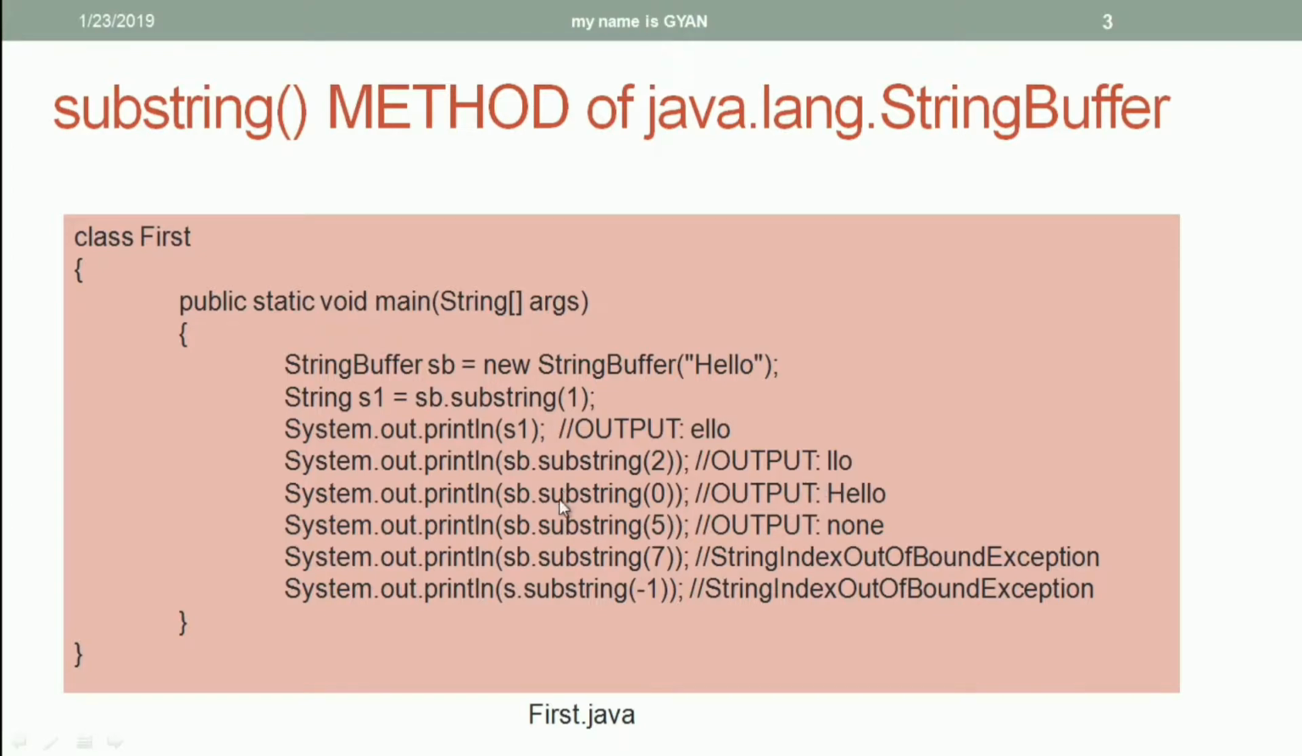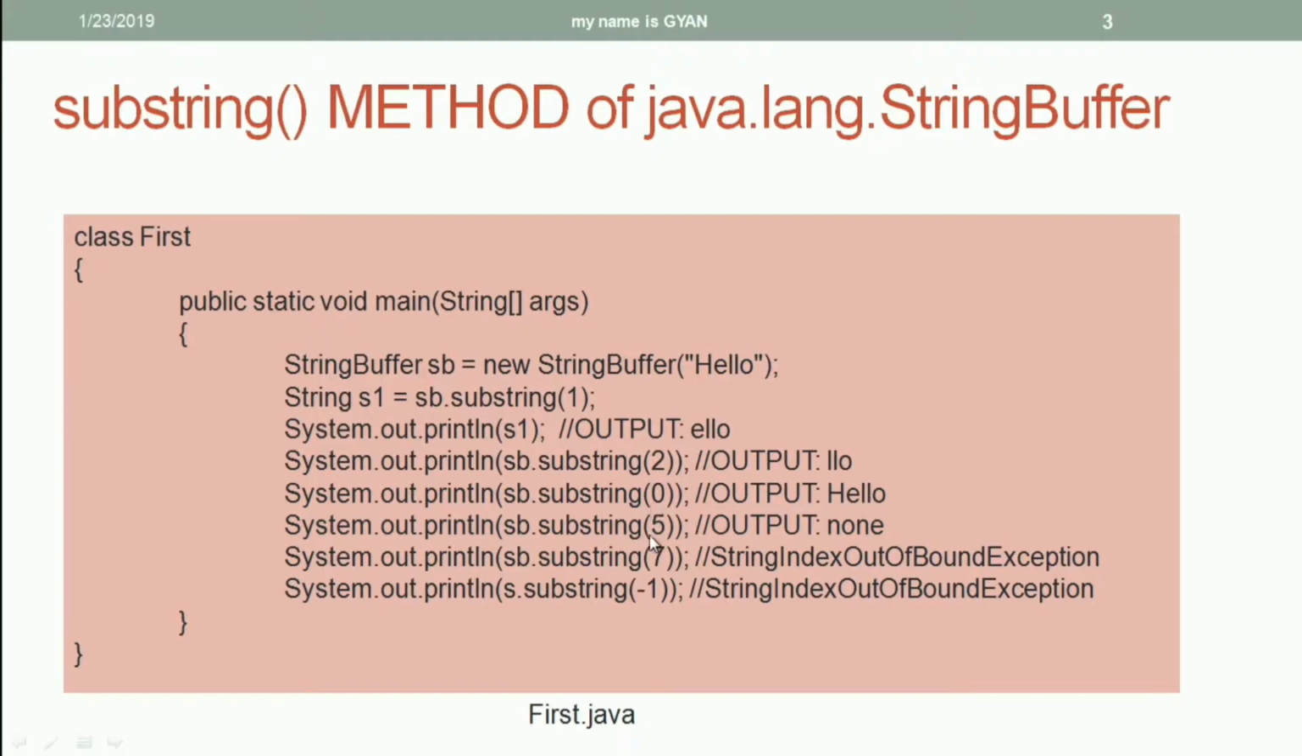Again we are calling the method substring by using the reference variable sb with the index 0. So starting from the index 0, it has to take all the characters up to the end. So it will take all the 5 characters of the string hello and will create a new string object in the heap with the content hello. That's how here it will print hello.